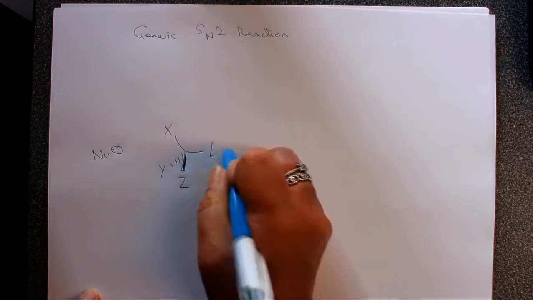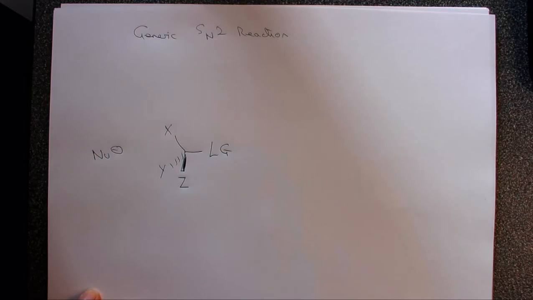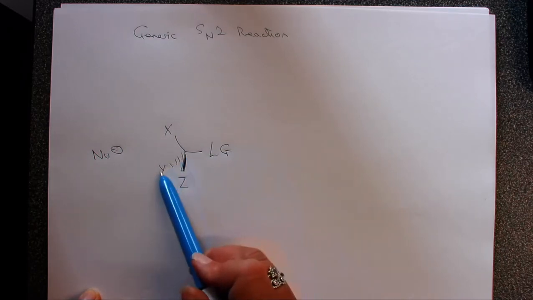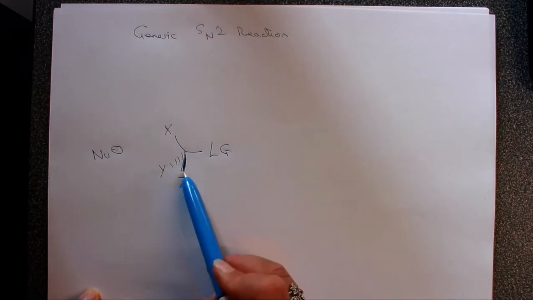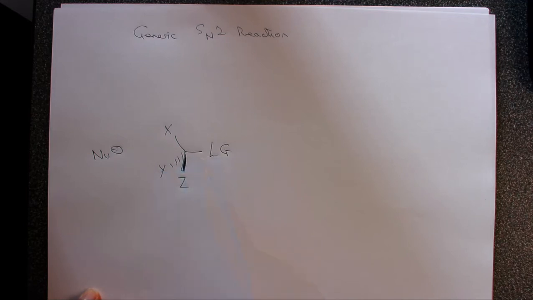So again, just in case this isn't clear to anyone, where we have the dashed bond, that means that group is going away from us. Where we have this wedge bond, it's coming towards us. So all of these materials are tetrahedral, as you will have seen in previous parts of the course before we started this course. So what are we going to do in the SN2 reaction?